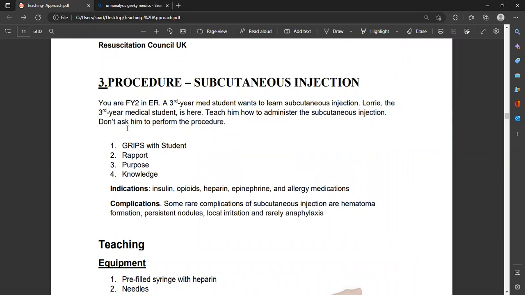So again, you are an FY2 in ER, and a third year medical student, Lori, wants to learn subcutaneous injection. Remember, third year. Teach him how to administer it. Your task is to teach how to administer a subcutaneous injection. Don't ask him to perform.